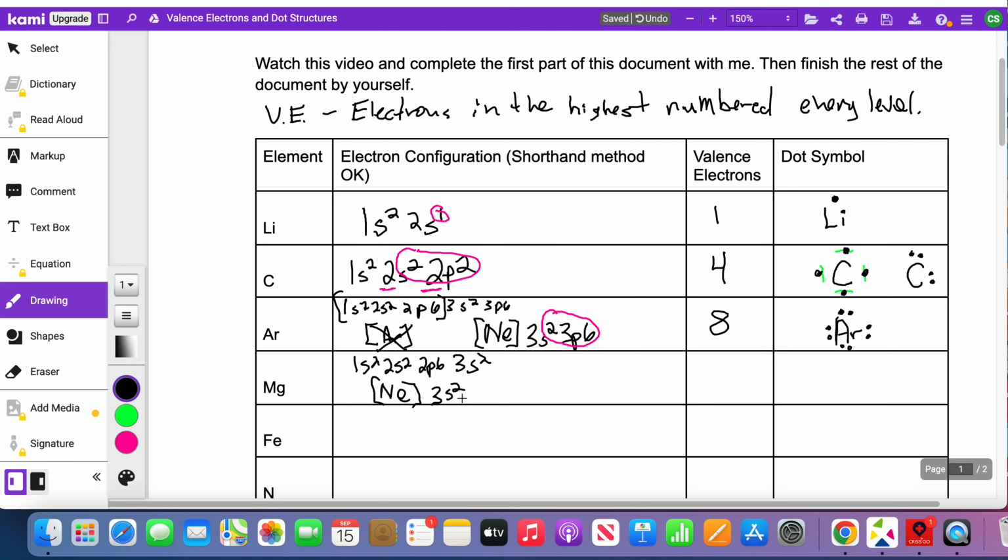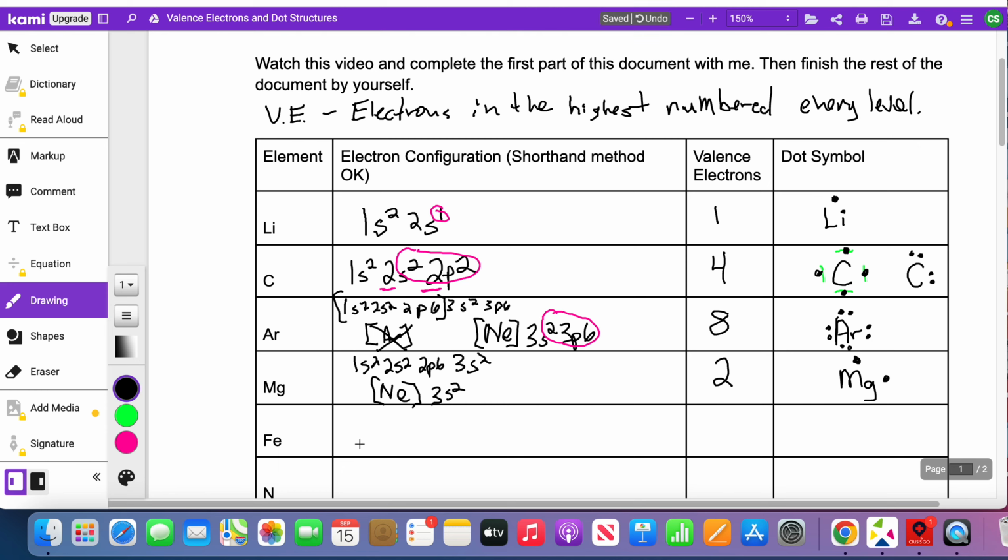All right. Anyway, the valence electrons, you find the highest numbered energy level, which is energy level number 3. And then you count how many electrons. That's 2. So magnesium would have 2 valence electrons. 1, 2.